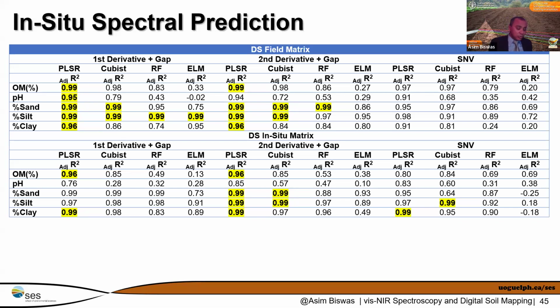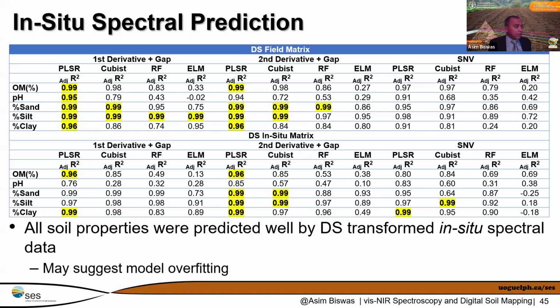In this study, we had only 205 soil cores, and in particular for in situ spectra, we have 153 soil cores. All soil properties are predicted well by DS transform in situ and field spectral data, as we saw in the second part. And it may suggest model overfitting because of the value we got.